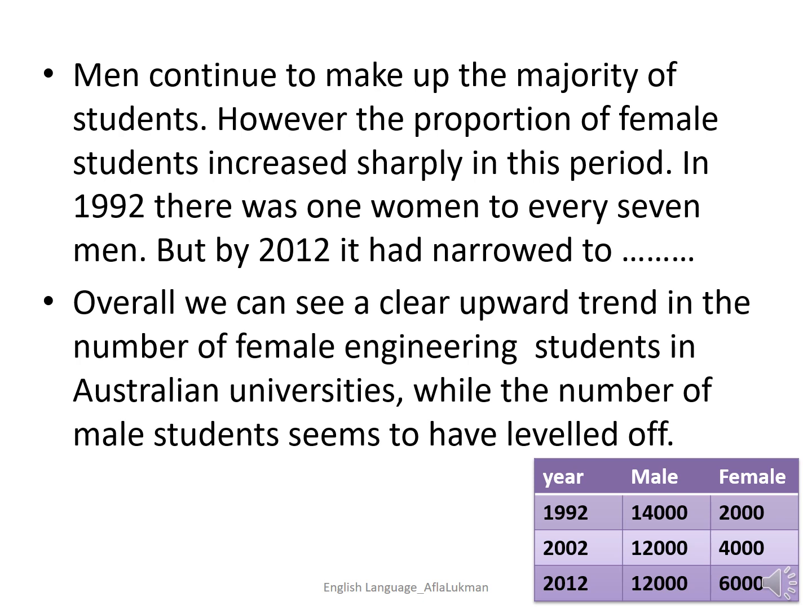So the next two paragraphs say the men continue to make up the majority of students, and also here they are comparing, and finally overall we can see that one is the conclusion. So there are 4 parts we have discussed.